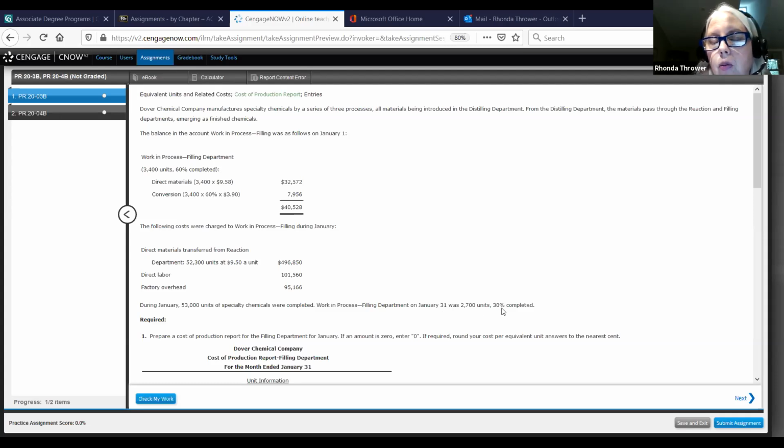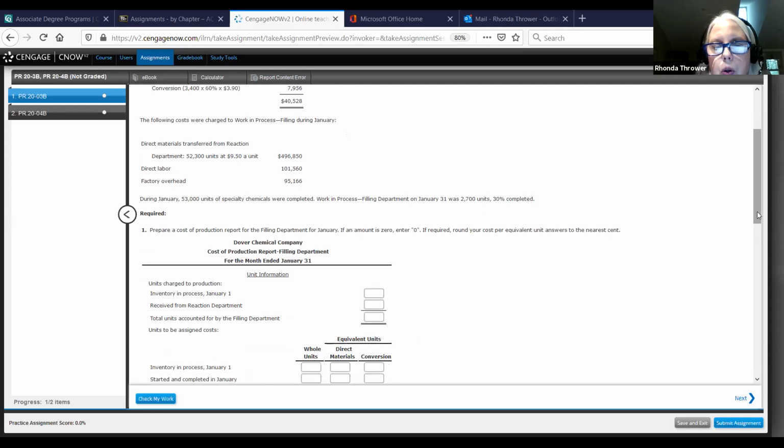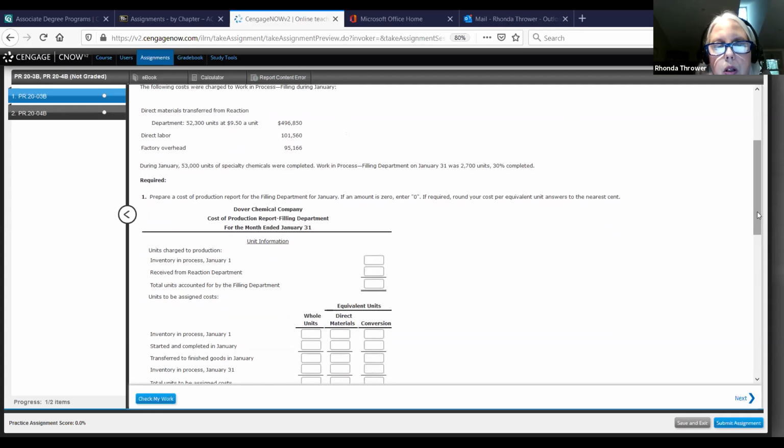30% remain uncompleted because of conversion cost, which consists of labor and your overhead. Okay, so that was the given information that they gave to you about this particular department. What we're going to be doing is completing a cost of production report for the filling department. And this is going to be for the month ended January 31st.